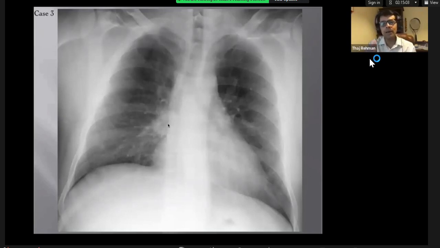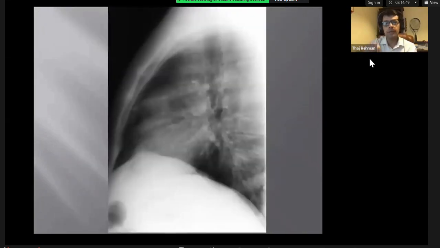Anyway, the hilum overlay sign means if you can see the hilar structures, which are blood vessels, through the opacity, then the opacity is not in the hilum, but it's anterior or posterior in the lung. When I show you the CT, you will understand. So can you identify the abnormality in this X-ray?